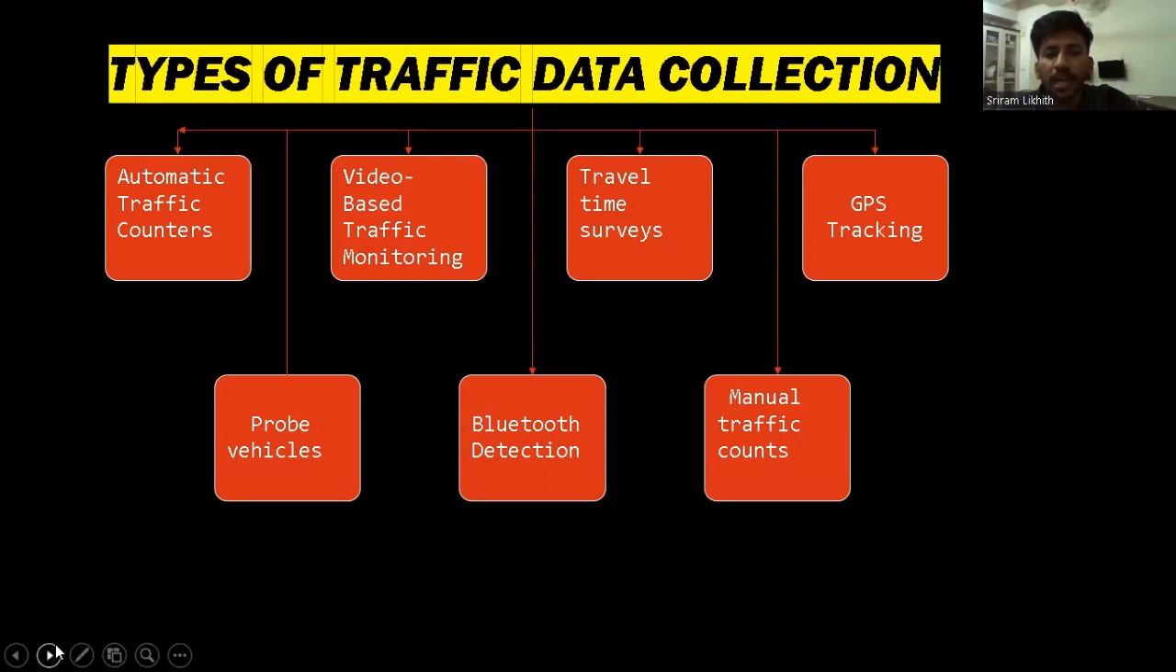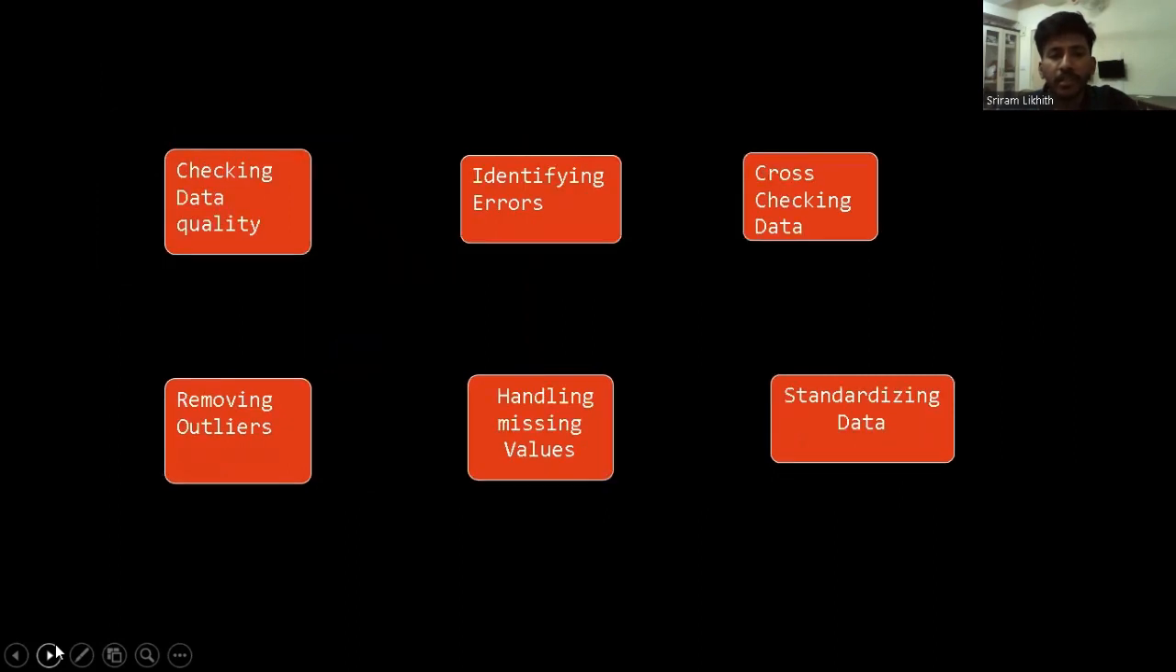Travel time surveys are surveys which are done annually, conducted on one tenth of every major highway or service road. Then GPS tracking, probe vehicles, Bluetooth detection, and manual traffic counts. These are the modern ways to collect traffic data.